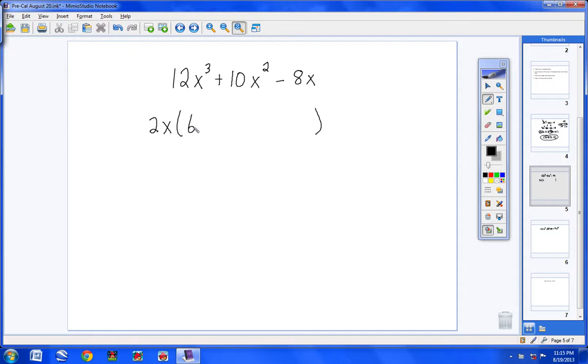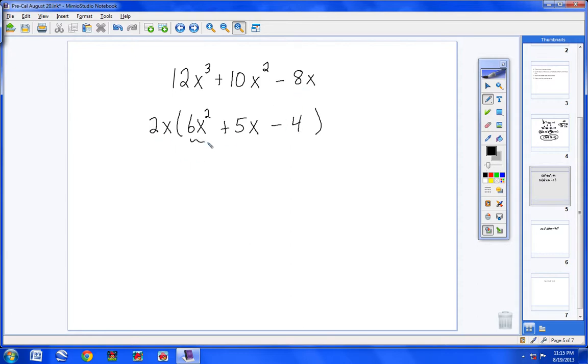2x times 6x squared would give me 12x cubed. And 2x times 5x would give me, sorry guys, hold on one second.